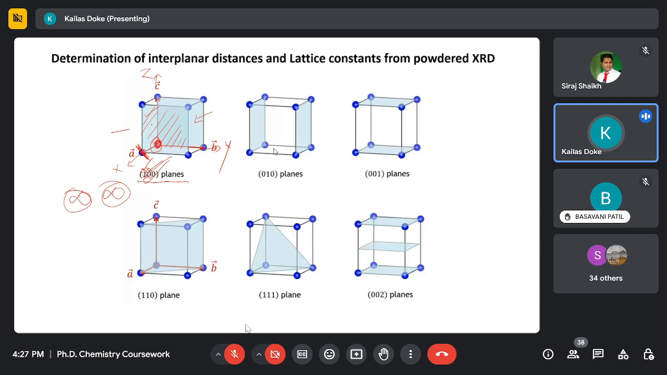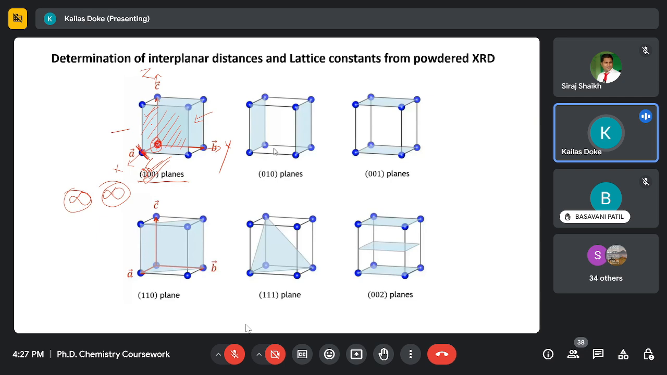This is also a 100 plane, behind this crystal. There is one more crystal which has an origin, and this backside plane is also a 100 plane. So what is the distance between these two 100 planes? That we can analyze from the diffraction pattern. This is similar to this plane. Just rotate the crystal.